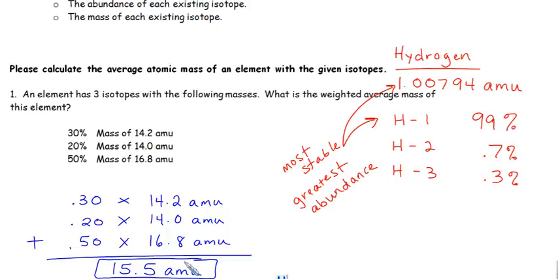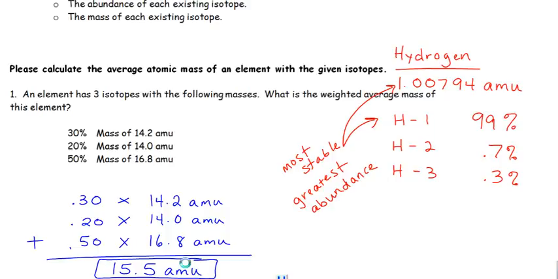So when you're doing these, let's say it's a multiple choice question, you might be able to weed out some answers that don't make any sense. The weighted mass cannot be greater than the heaviest isotope. It cannot be less than the lightest isotope. It should be closest to the one that's most abundant.